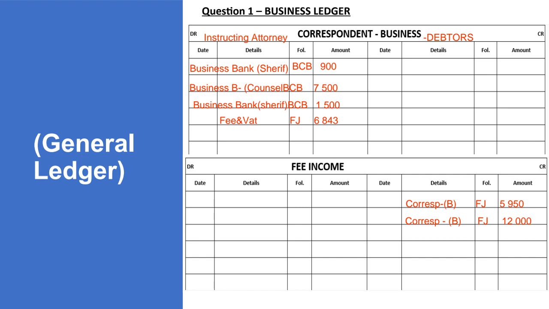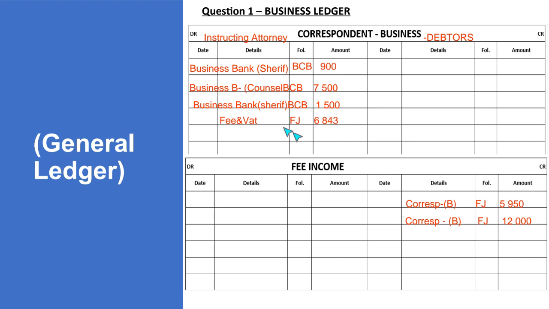The same applies to the other one for the 12,000. I need to go and include VAT. I'm going to say fee and VAT, then FJ, and then how much. 12,000 inclusive of VAT is 13,800. I think you know how to calculate VAT, guys. You can either say 12,000 times 15%, and the answer that you get, you add it back to 12,000. Or 5,950 times 15%, and you add the answer back to 5,950. Or the easiest way is to say 5,950 times 1.15. You will get that amount.